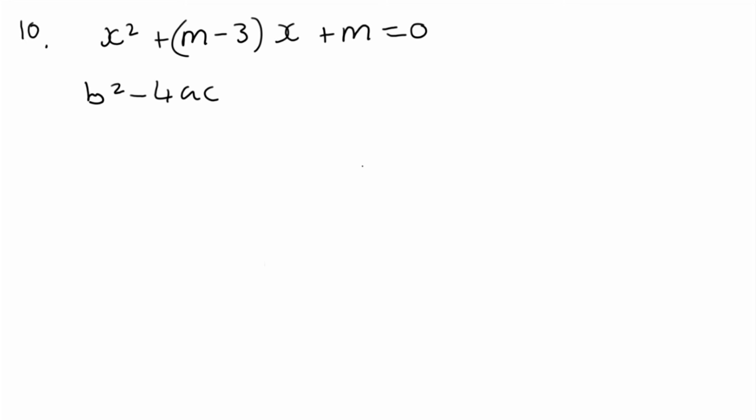Number 10. x squared plus (m minus 3)x plus m equals 0. Let's do the discriminant. For this one it says real and distinct roots. If it just says real roots, it is greater than or equal to 0, but if it says real and distinct, it means you want two different roots, so the equal to 0 does not count. So make sure you just have a greater than sign and not a greater than or equal to. So b squared minus 4ac is greater than 0 for real and distinct roots. So always write a little comment to explain what you're doing.